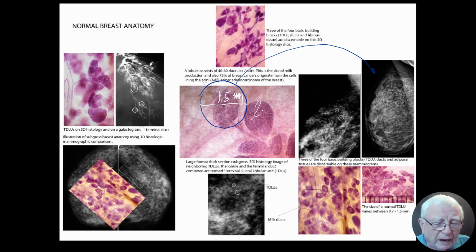Within that, there are the acini, and there are 50 or 60 of them, and within that, there are the luminal cells that produce the milk. So all these 1.5 to 2 millimeter nodular densities on the mammograms are the terminal ductal lobular units. And then we are going to be able to see the duct and its branches because they are linear densities.